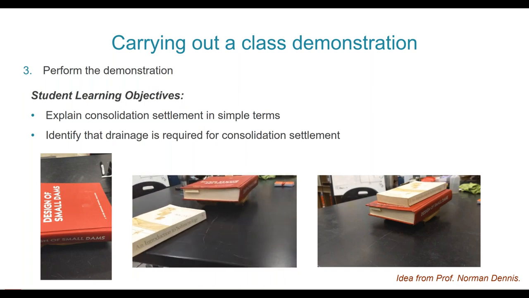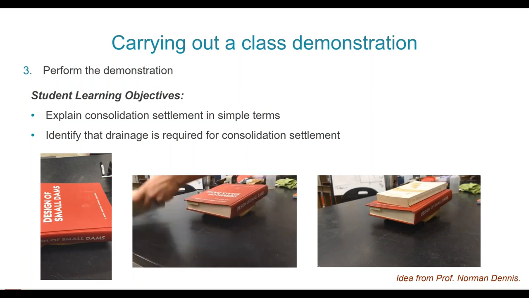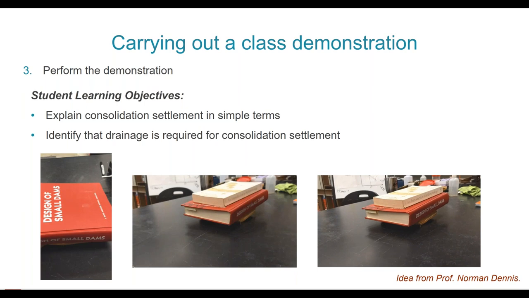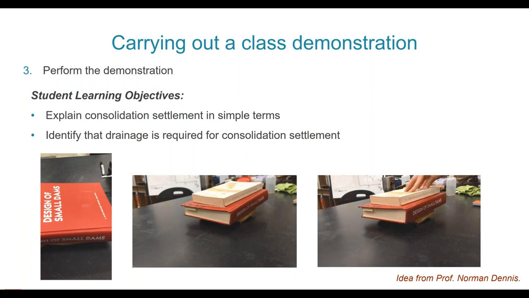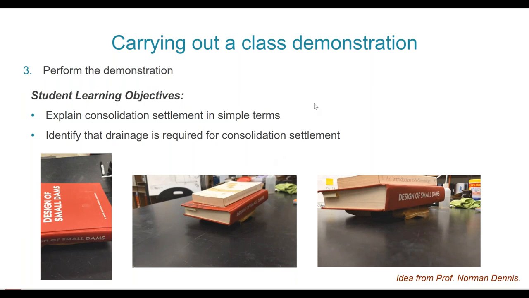we provide a pathway for the air in the bag to dissipate and escape and relieve that pressure. You can see, I don't know if you can hear, but you can see the bag shudder as it settled into the chips. Under that increased load, we get more settlement, and it's going to be much steadier under these loads. So we've consolidated this bag of chips by providing drainage and putting weight on top of it. The learning objectives from this demonstration would be that students are able to explain consolidation settlement in simple terms, and that they can also identify that drainage is required for consolidation settlement.